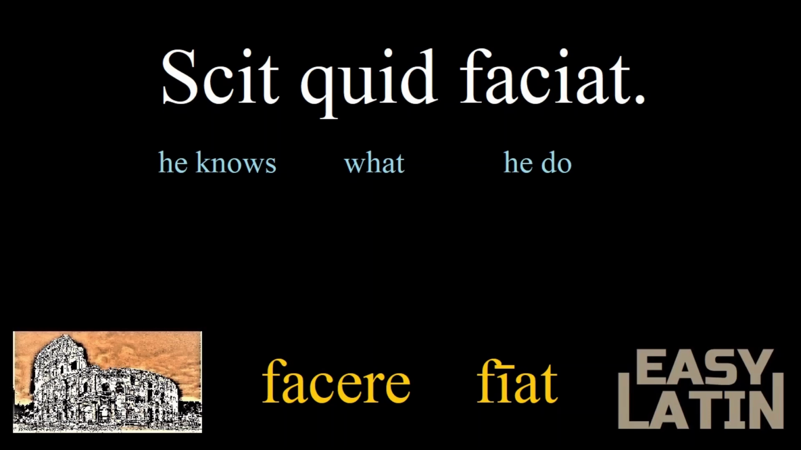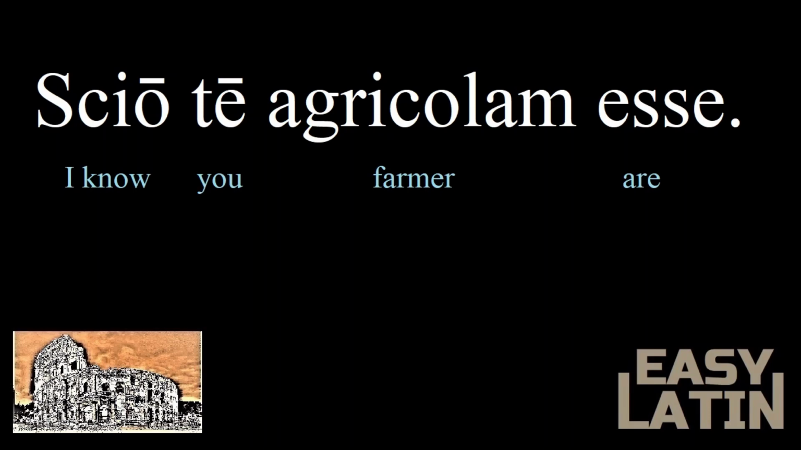However, when there's no doubt, we can just use the infinitive form. Try to say, I know that you're a farmer, using the infinitive form for to be. Scio te agricolam esse.